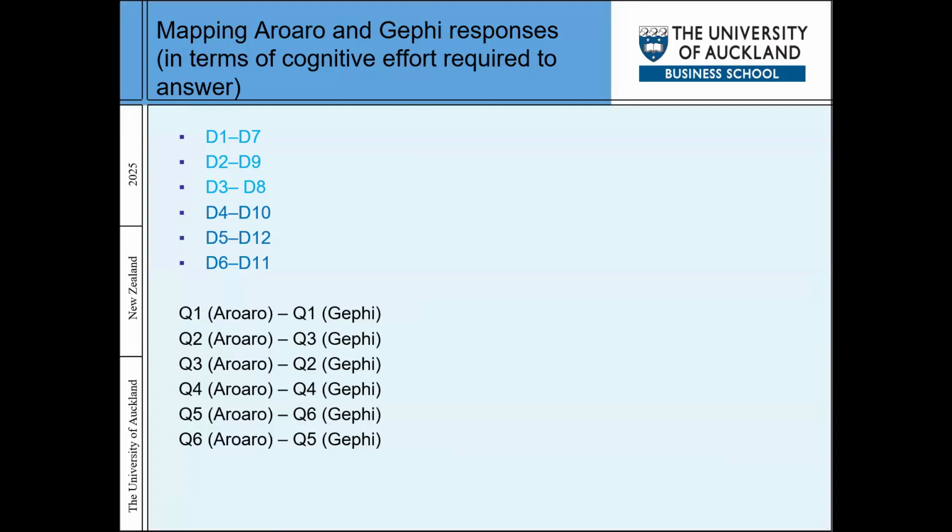Now, because we had shuffled the questions, for our analysis and comparison we need to know the mapping, or the matching pairs, when we are doing the data analysis. And here is the mapping. D1 to D6 are questions for RORO, and D7 to D12 are questions for GEFI. But because they are shuffled, this is the mapping that we used.